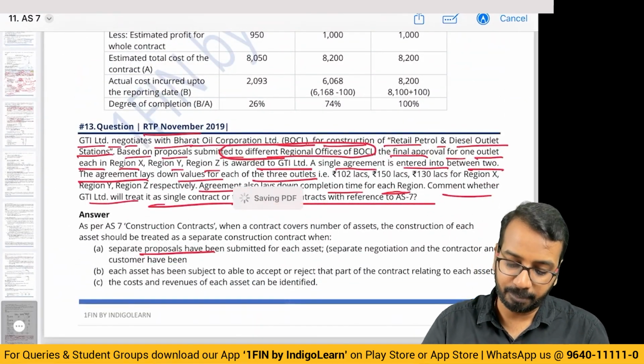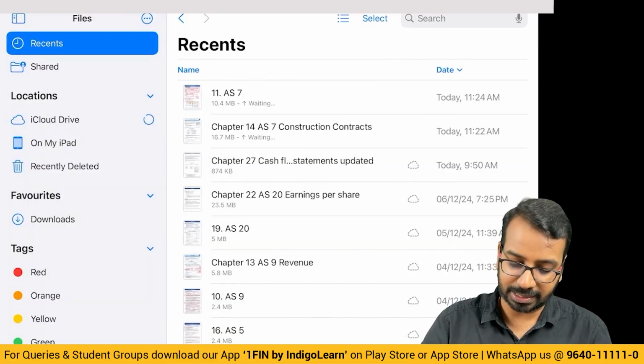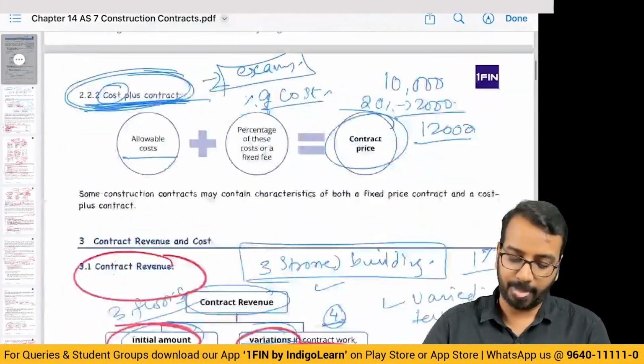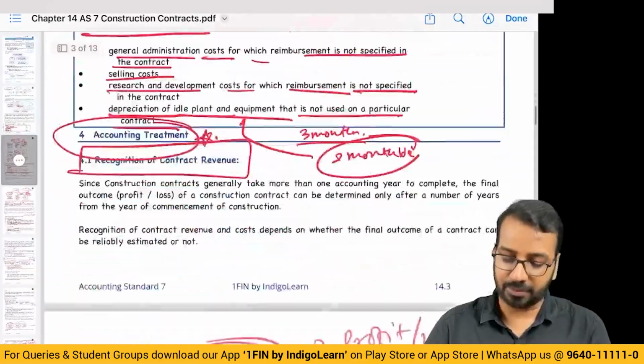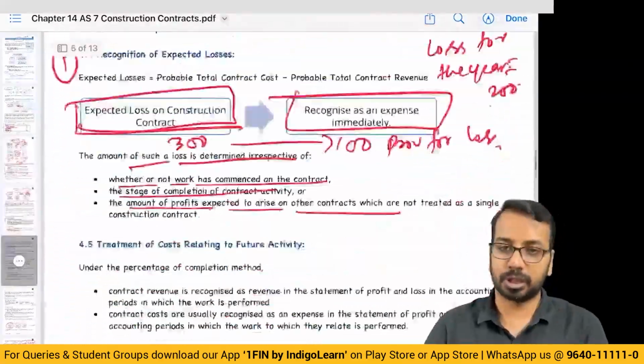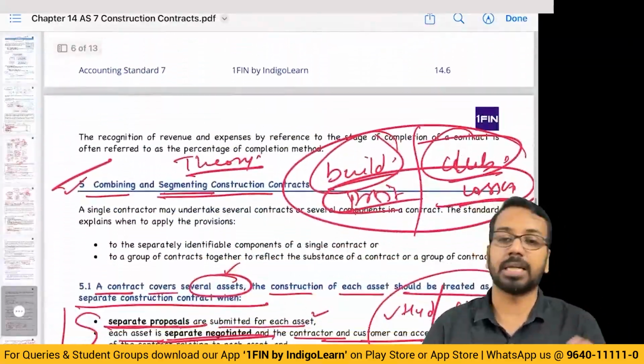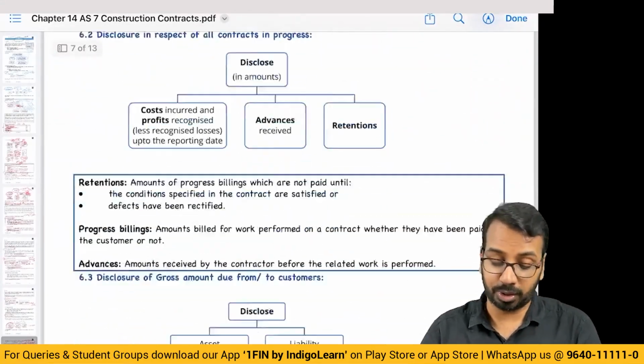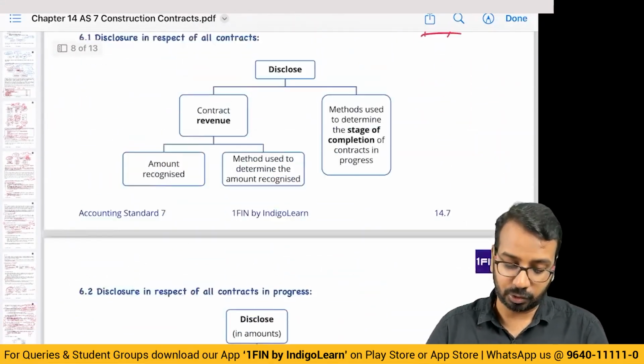Then sometimes in the examination they also ask you questions on disclosures. For some standards I have specified that you should go through disclosures thoroughly, like in accounting standard 19, where disclosures are very important. Accounting standard 7, disclosures are important. Please revise the disclosures as well.